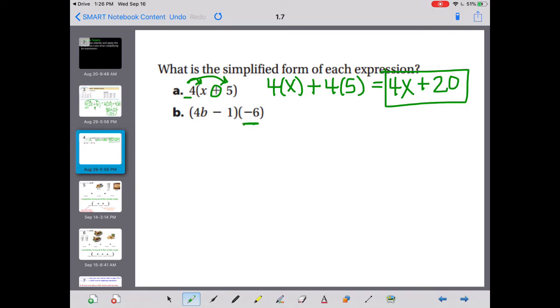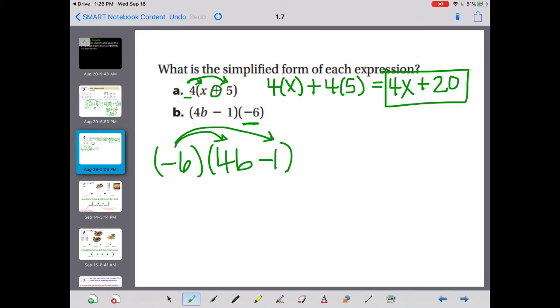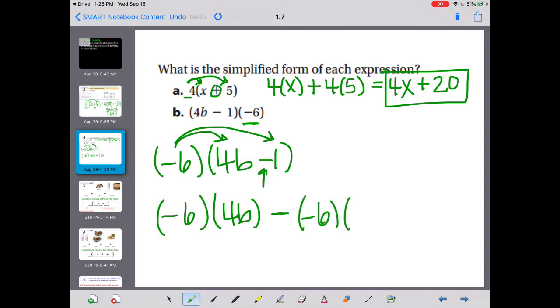Letter B only looks different because they moved our multiplying number to the other side. If it's less confusing for you to have it on the left, you are welcome to rewrite it because the multiplication order doesn't matter. Okay, then the same rules still apply. So I'm going to take this number on the outside and share it with each thing on the inside. So I will have negative 6 times 4b, and then a minus negative 6 times 1.